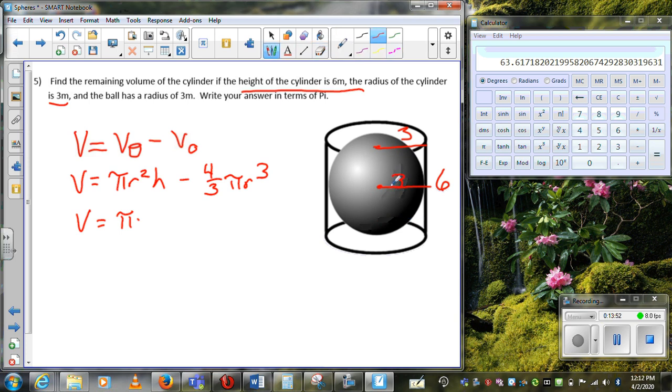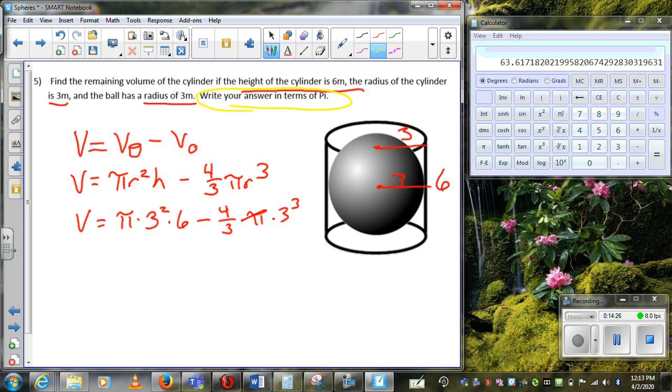Okay, so that's 3. So we end up with 3 squared times the height, which is 6, minus 4/3 times pi times 3 to the 3rd power. Okay, let's see. And it does tell us that the ball has a radius of 3. So even if we couldn't figure it out from the picture, they did tell us. Okay, write your answer in terms of pi. Again, I don't want to make that mistake again.